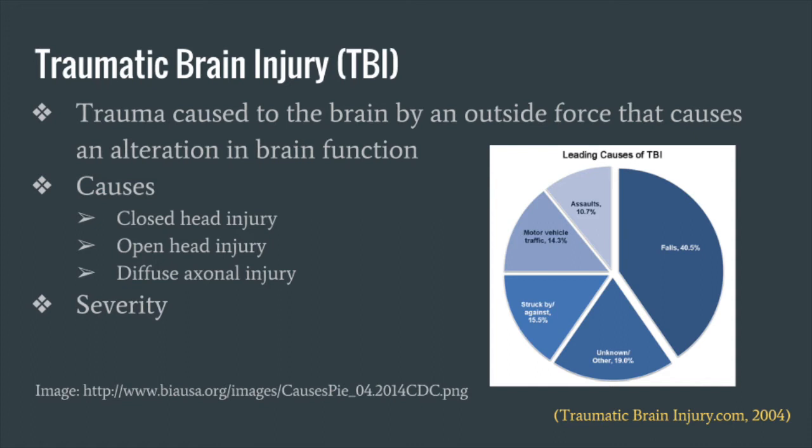It can be caused by a closed head injury, such as a fall or a car accident, an open head injury, which penetrates the skull and the brain, or by a diffuse axonal injury, which is caused by the different parts of the brain moving around at different speeds, which causes the delicate neuronal axons to stretch and tear, causing neuronal death. When the brain is injured, it swells.